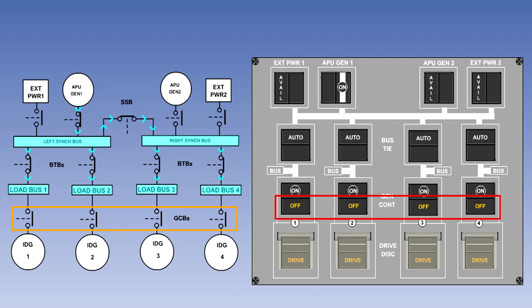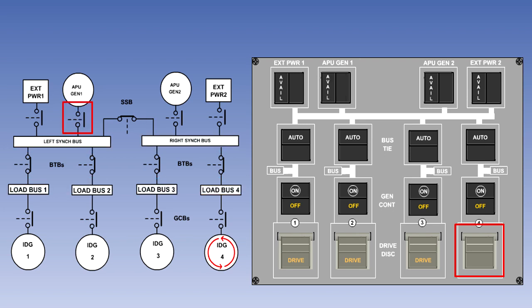The amber off light monitors the position of the GCB. It is illuminated when the GCB is open. The pilot will first start number 4 engine. As the engine accelerates and the IDG begins to rotate, the IDG oil pressure will rise and the drive light in the disconnect switch will go out.